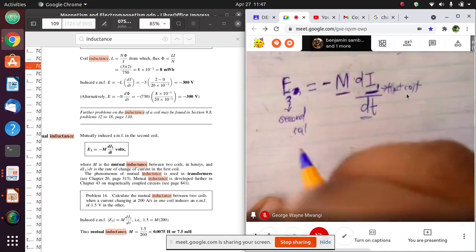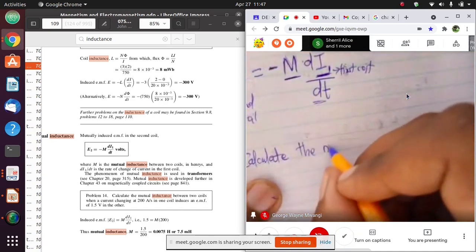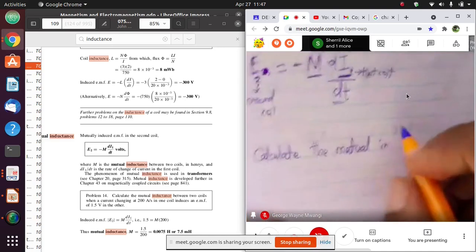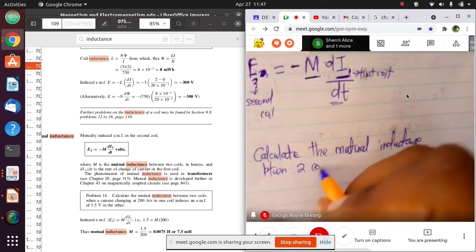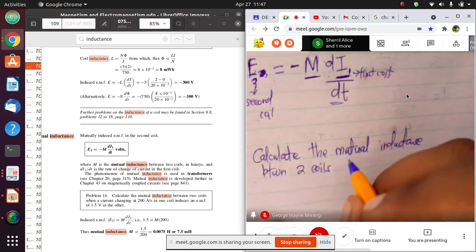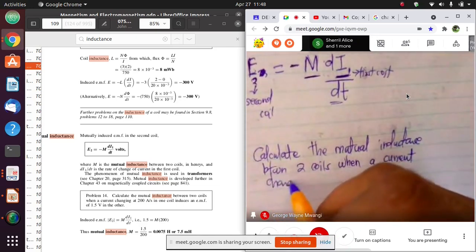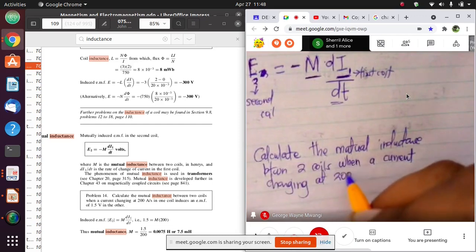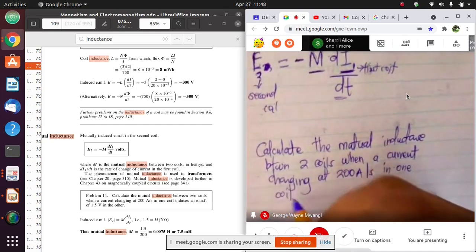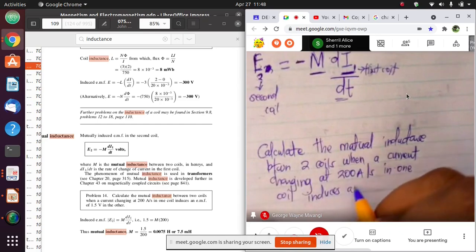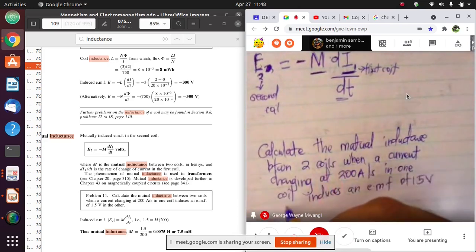Now let's do this example. We are told to calculate the mutual inductance between two coils when a current changing at 200 amperes per second in one coil induces an EMF of 1.5 volts in the other coil.